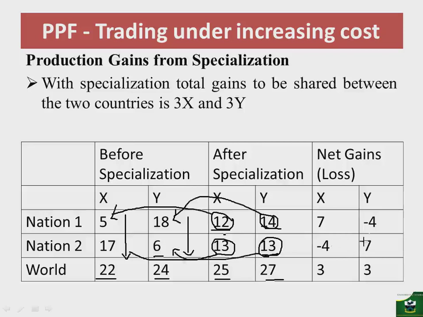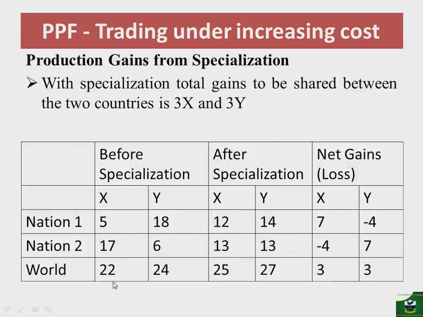If we sum up these net gains, we will have the total gains in production of 3 in X and 3 in Y. So it is these gains that must be distributed between Nation 1 and Nation 2. So let's look at the consumption gains from trade, if these nations now trade whatever they've produced with the other nation.